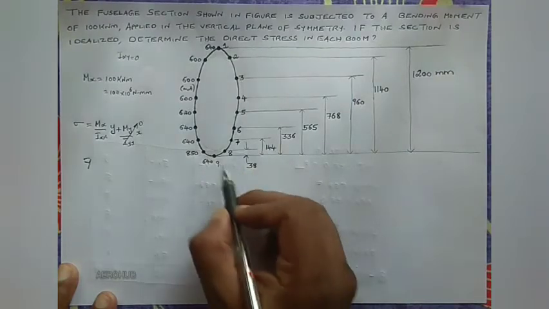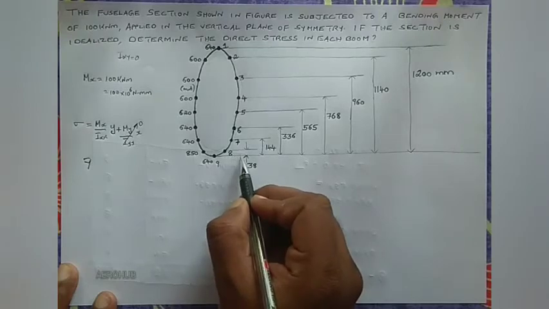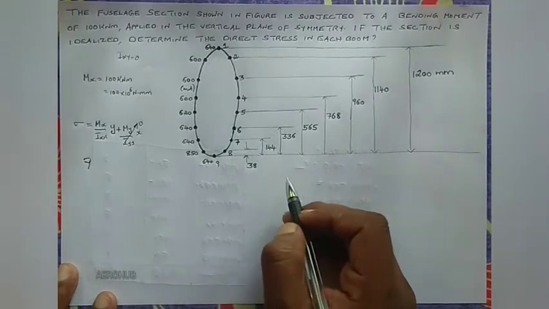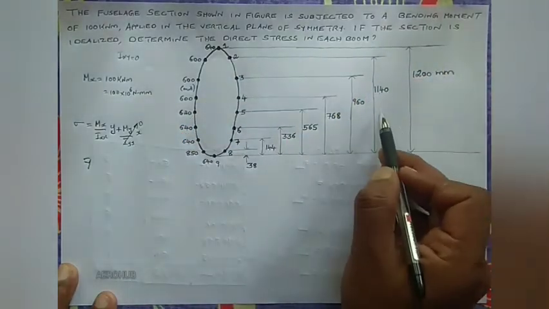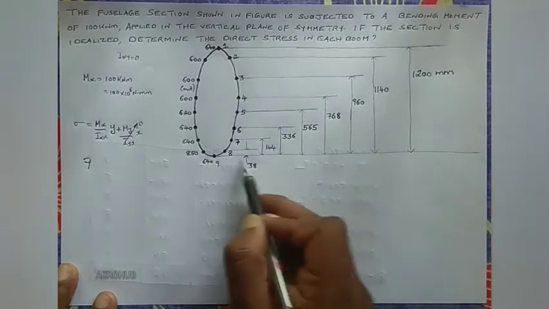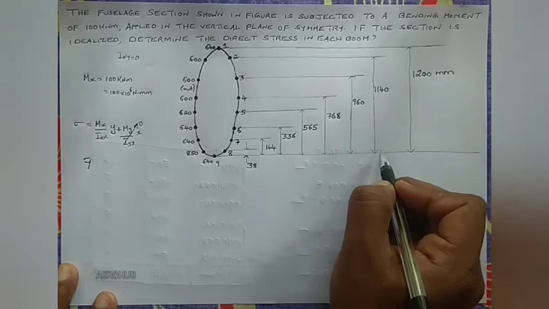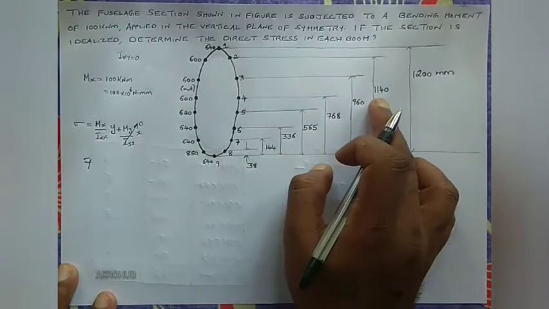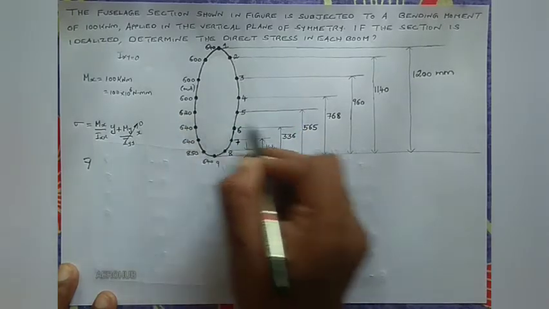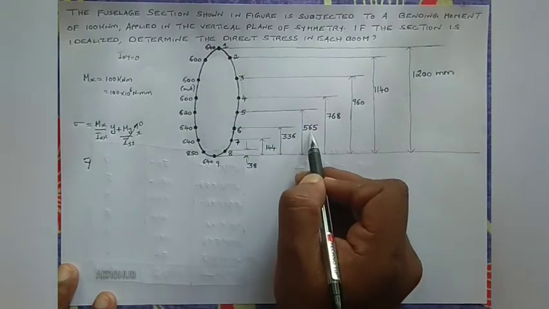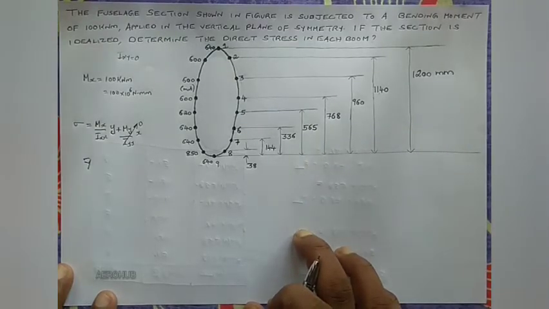And you can see this is a reference axis. From this reference axis you can see the distance of each of the boom areas. For example, boom area 2 is at a distance of 1140 millimeter from the reference axis. Similarly, boom area 5 as well as its mirror boom is at a distance of 565 millimeter from the reference axis. Now we have to calculate the value of y bar.